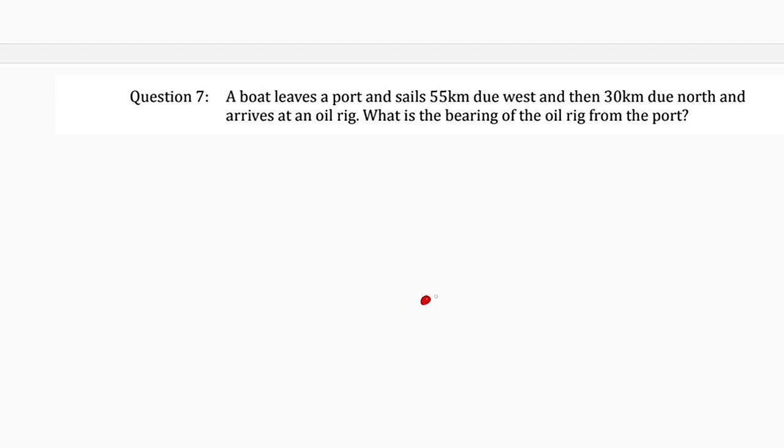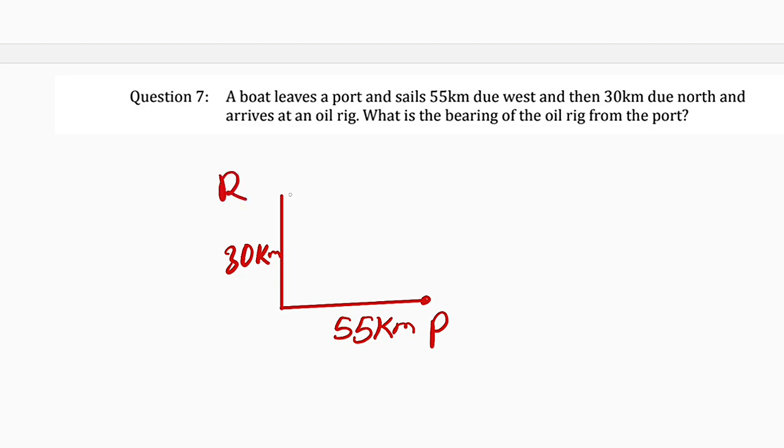Let's assume this point right here is P, that is the port. It sails what? 55 kilometers due west. So this is the west direction, 55 kilometers. Then it sails again 30 kilometers due north. We're talking about this direction. This is 30 kilometers. Then it arrives what? Oil rig. Let me call it R. So let me connect these 2 points together.